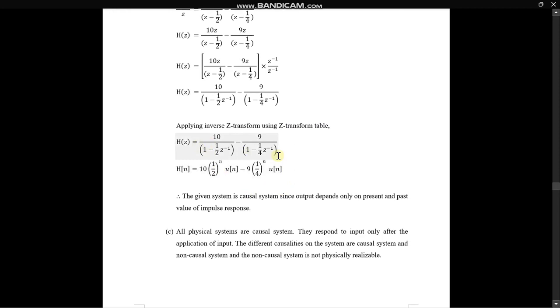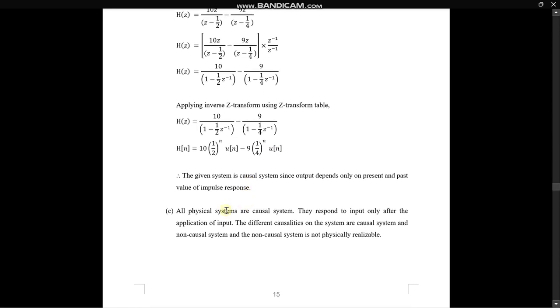By applying the inverse z transform using the z transform table, we will get the answer h[n] equal to 10 (1/2)^n u[n] minus 9 (1/4)^n u[n]. We can conclude that the given system is causal because the output depends only on present and past values of the impulse response. All physical systems are causal systems. They respond to input only after the application of input. The different types of systems are causal and non-causal, and the non-causal system is not physically realizable.